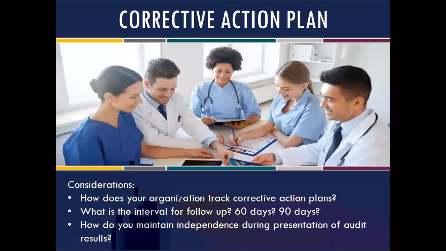So in talking about corrective action plans, some considerations with this is, how are you going to track that corrective action plan? What is going to be the acceptable interval for follow-up? Do you want to follow up within 60 days, or is it 90 days? Is it less than that? And depending on the issue, maybe there could be a little bit more time associated with that, depending on how big the issue is, or maybe there's a system that needs to be implemented and that might take a little bit of extra time. And then how do you maintain independence during that presentation of the audit results?